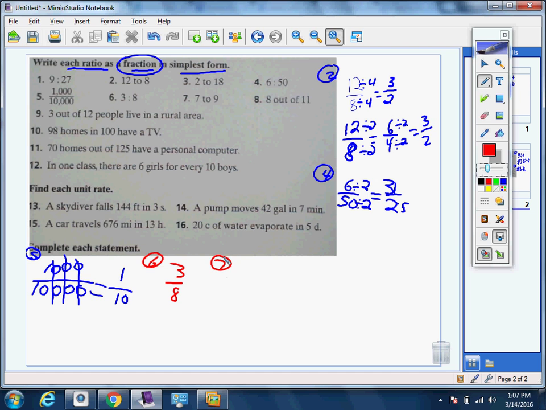is just like number 6. It's 7 to 9. That's as small as you can reduce that one. So hopefully you got 7/9 if you did the odd ones.